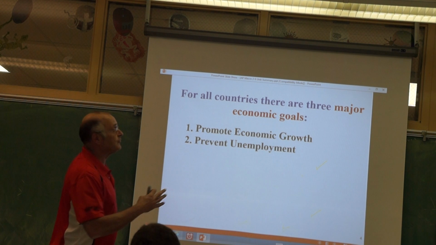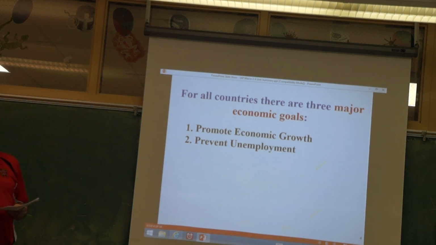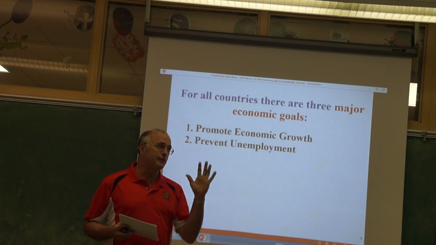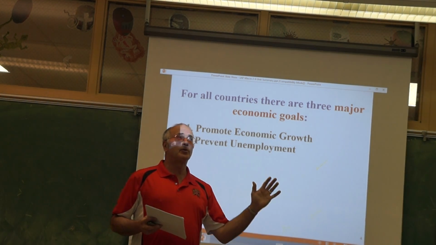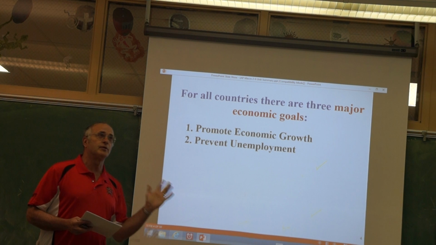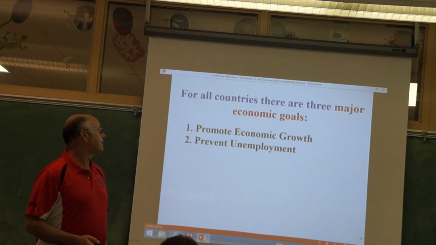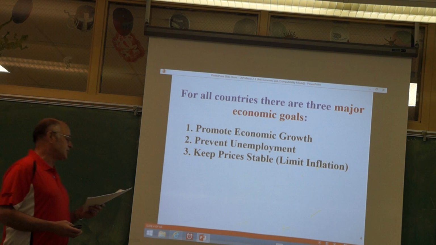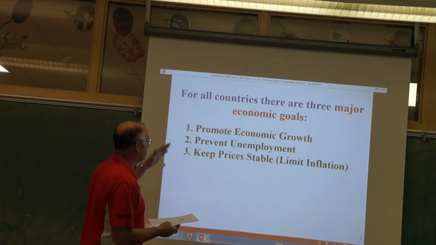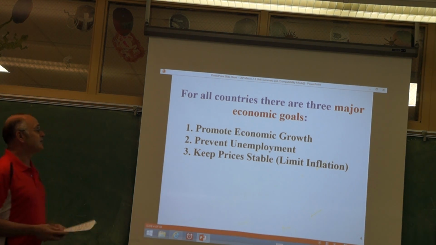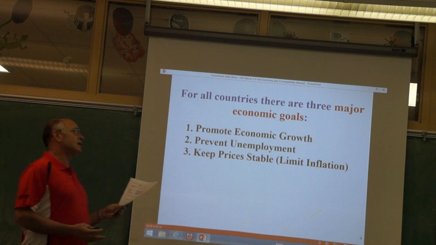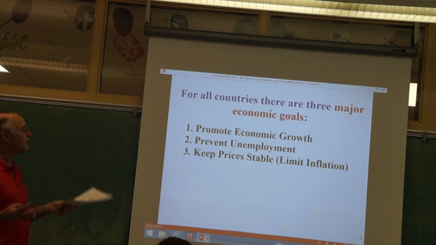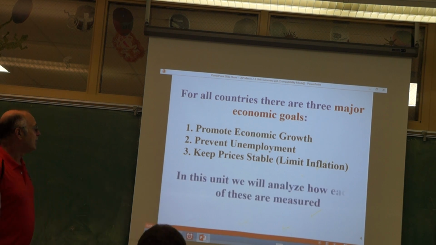The second thing is to prevent unemployment. So that's why we fight recessionary gaps, because if you're in a recessionary gap, you have created unemployment. And then the third is to keep prices stable, limit inflation. So those are the three goals every country has. Now, depending on whether you are a market economy or a command economy, the way you go about hitting those three goals is different.